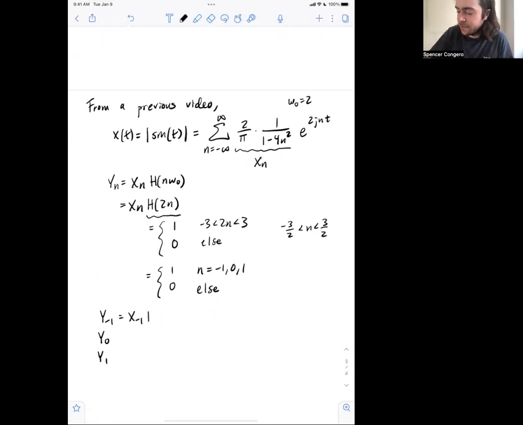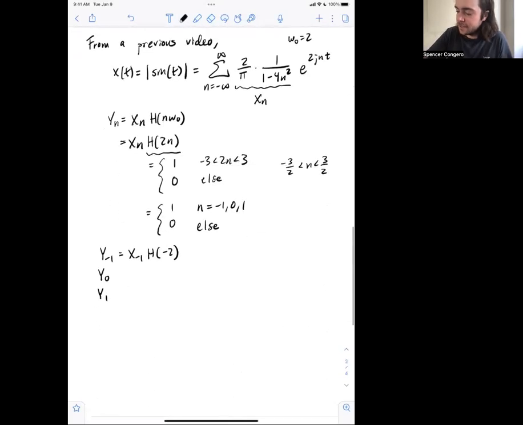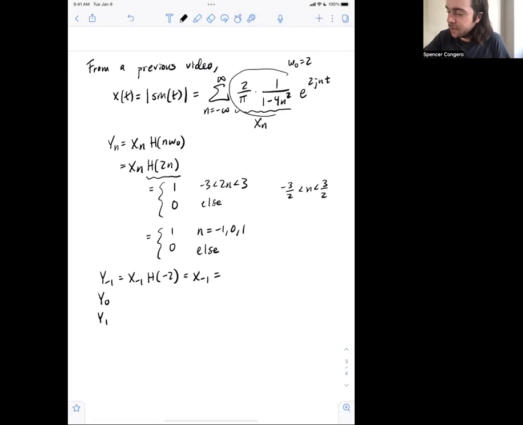This is x of -1 times h of -2. H of -2 is just 1, so this is just x of -1. And if we plug in -1 up here for n, we're going to get 2 over pi times 1 over 1 minus 4, because -1 squared is 1. So we're going to get -2 over 3 pi.